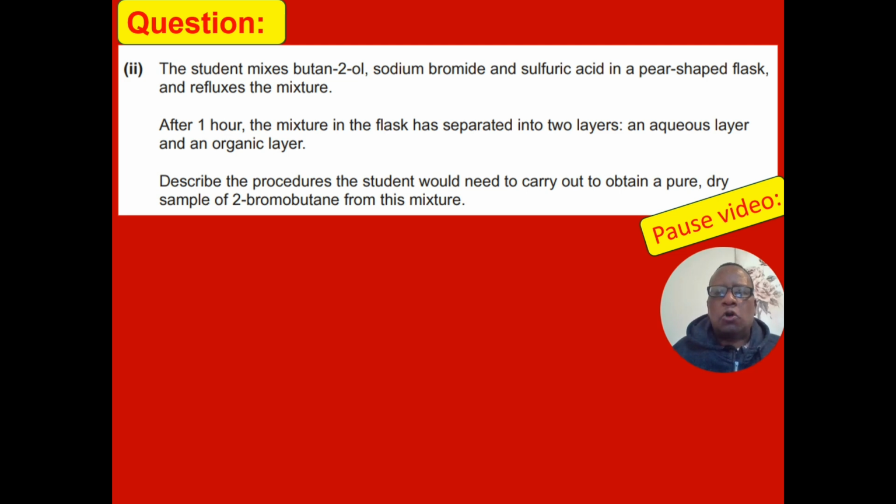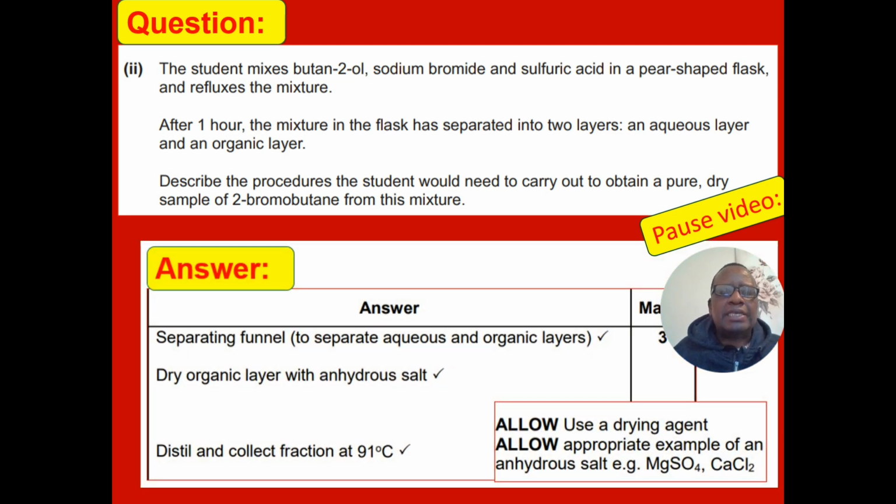Let's go. The answer is you use a separating funnel, then dry the organic layer with an anhydrous salt. If you give examples of the salt, magnesium sulfate, that will be okay.